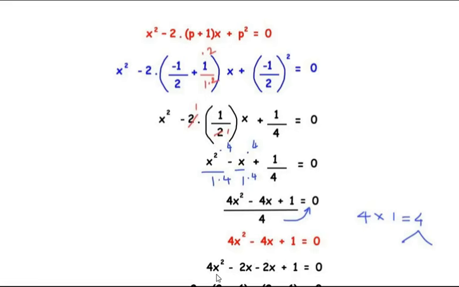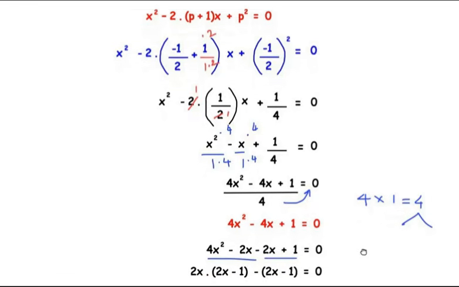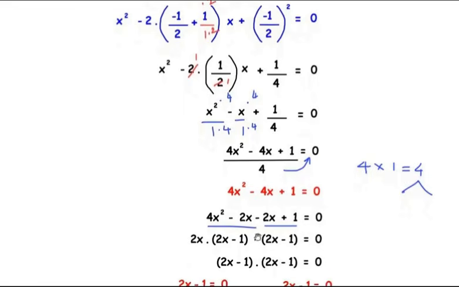Now let us group the terms. We are going to group the first two terms and we are going to group the last two terms. So from the first group we get 2x as a common factor, so we have taken it out and inside the bracket remains 2x minus 1. And from the second group minus 1 is a common factor, so we have taken it out and inside the bracket remains 2x minus 1 equal to 0. Now here 2x minus 1 is a common factor, so we have taken it out and the second factor becomes 2x minus 1 equal to 0.